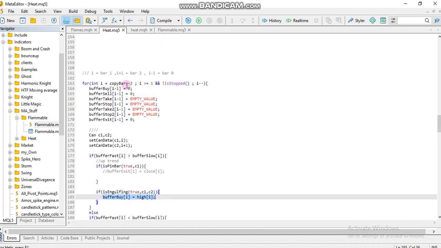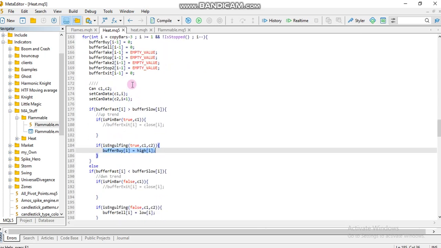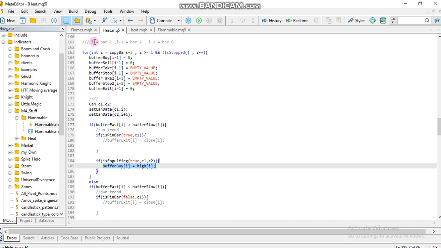All right. So never mind what's on top or what's below. Let's just focus on this part. So my i equals bar number 1, i plus 1 equals bar number 2, and i minus 1 equals current bar. Okay, and this is an indicator. Never mind this. This is just a loop to go through all the candles on the screen.